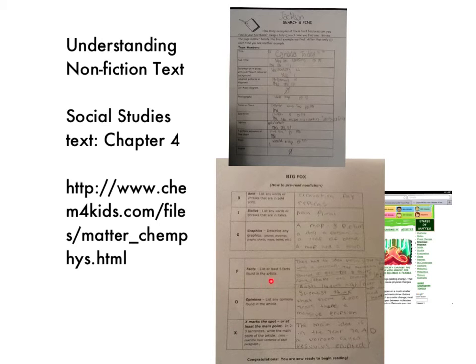You're going to list any facts that you find in the article, any opinions you find, and then this X marks the spot, or at least the main point. In 2 to 3 sentences, you're going to write a main point of the article.